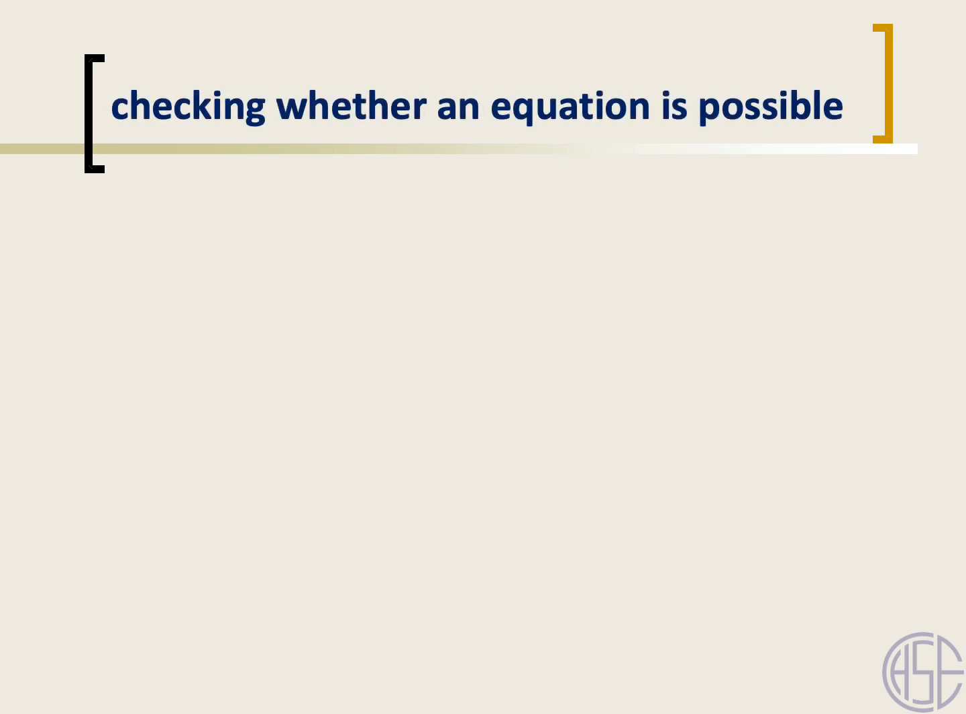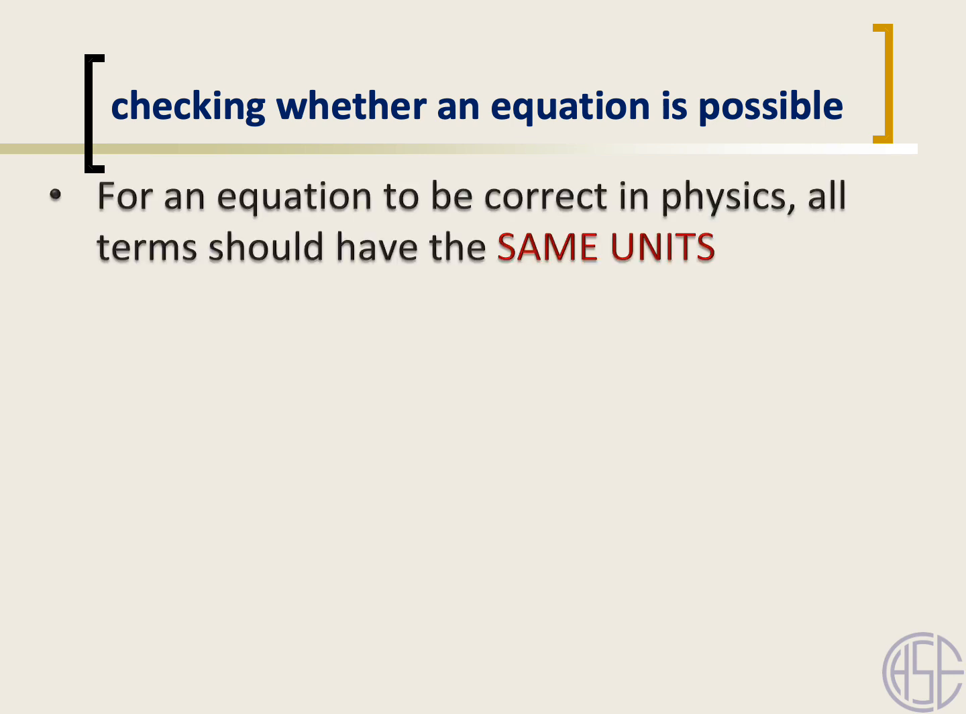how to check whether an equation is possible or not. The basic idea is, for any equation in physics to be possible, all the terms in the equation should have the same units. So let's see what's the meaning of this. You can always say 5 kg is equal to 3 kg plus 2 kg. So 5 kg is equal to 3 kg plus 2 kg, we know.